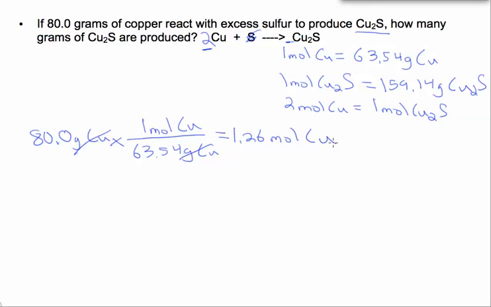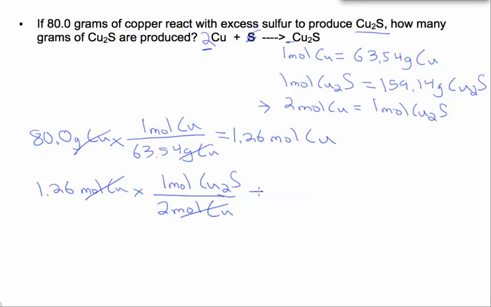Next step is to use this mole ratio in order to convert from moles of copper to moles of copper 1 sulfide. We're trying to cancel out moles of copper, so we have to put moles of copper on the bottom. And our balanced equation tells us to use 2 moles of copper and 1 mole of Cu2S. So that means we will make 0.629525 moles of Cu2S.